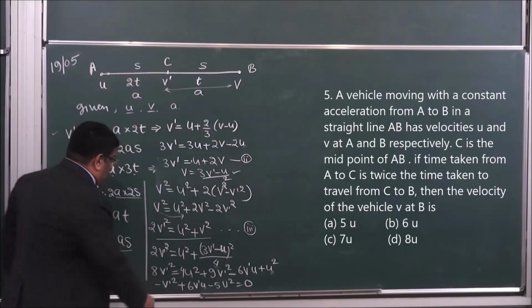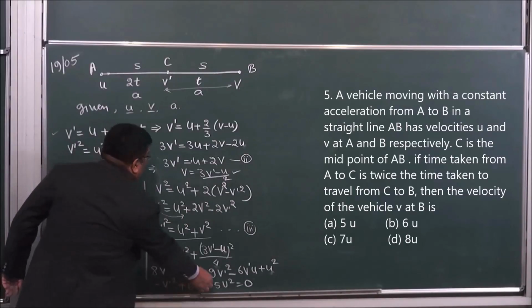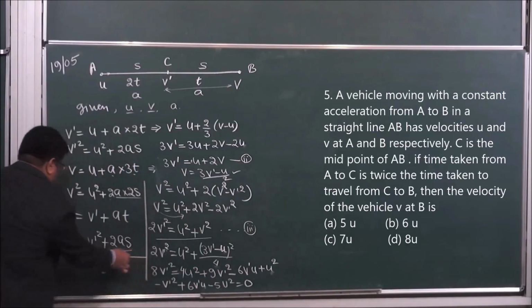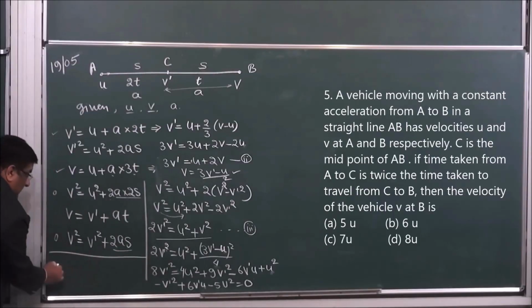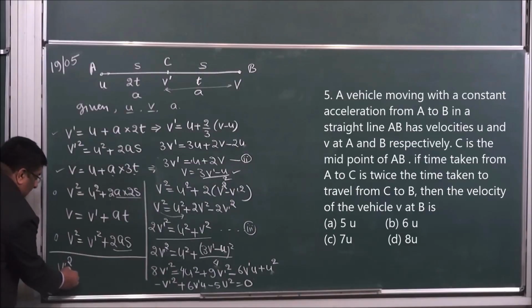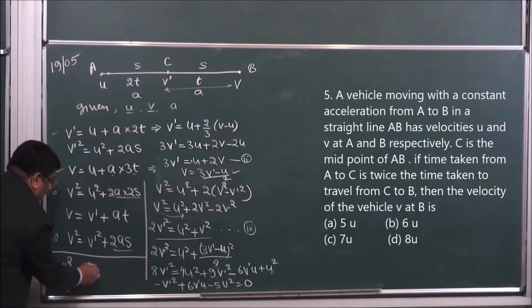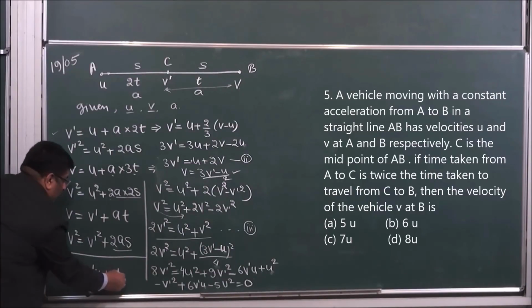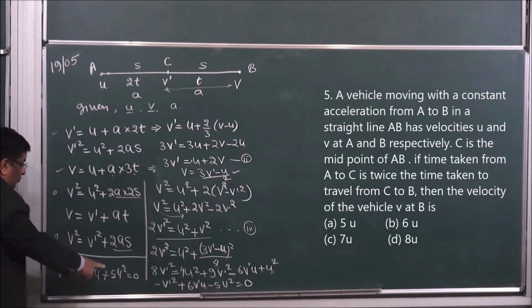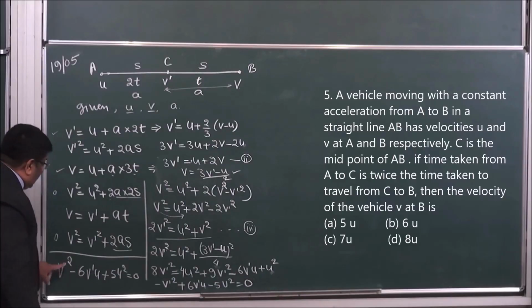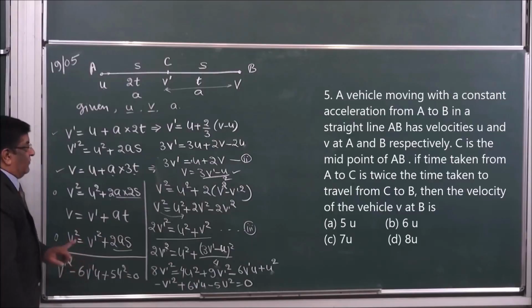Make it plus minus plus. So what do we get here? I will write it here. This is v dash square minus 6v dash u plus 5u square is equal to 0. If you take roots of this, this will be v dash minus u and v dash minus 5u.